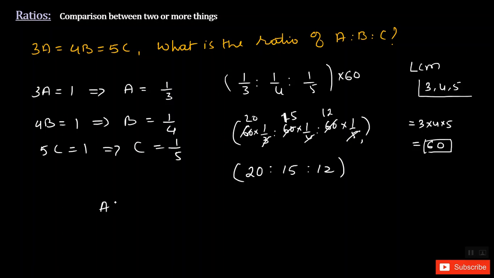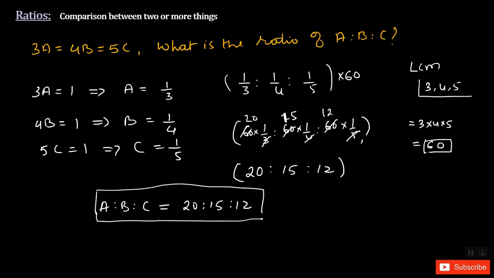So the ratio of A is to B is to C here is 20 is to 15 is to 12. So this is the rule of what we need to do: just equate whatever the multiplied or the division ratios, if they are asking you, to 1 and simplify it further. All right. So now let's move to the next part here.